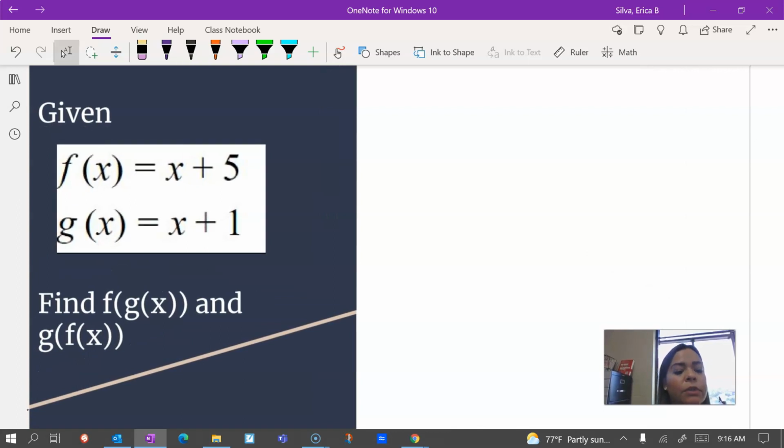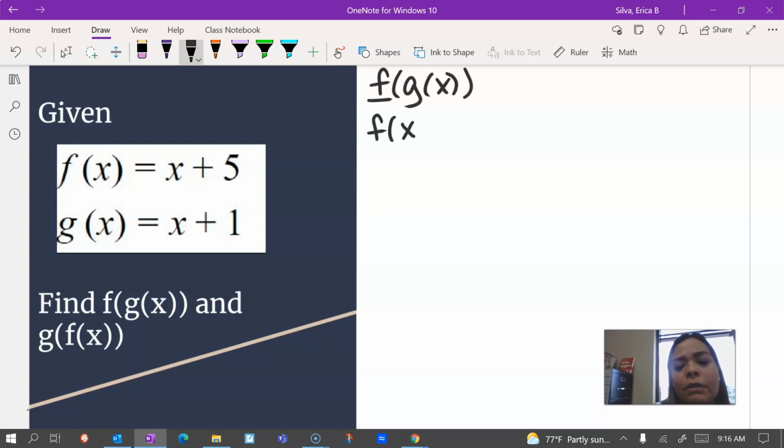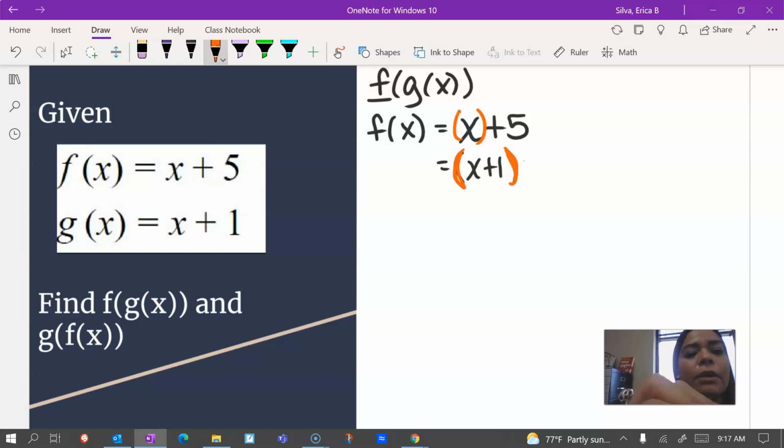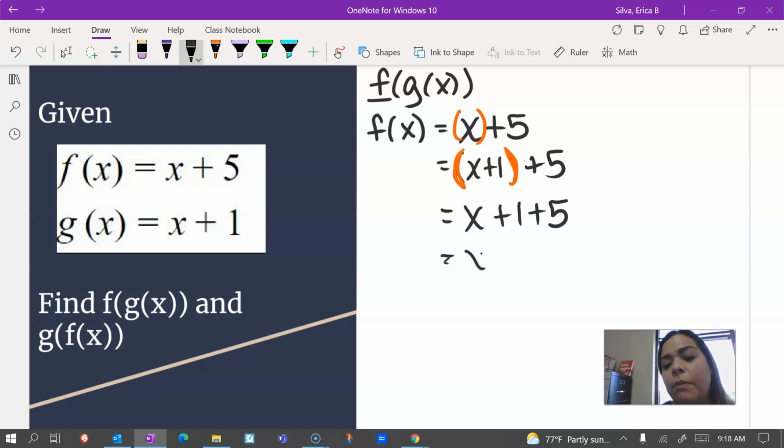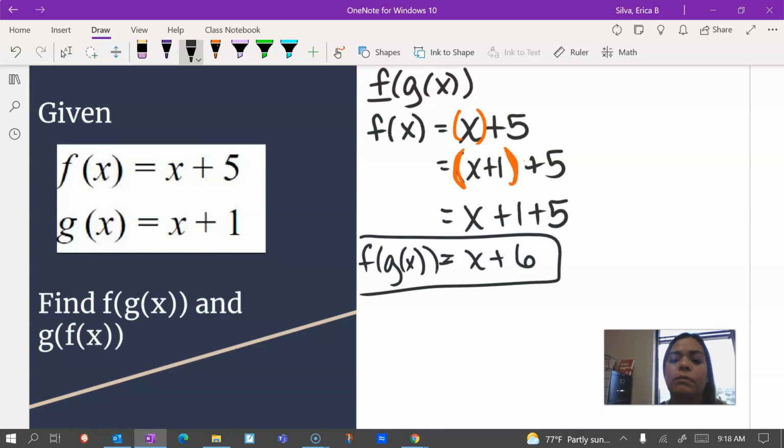We're given these two functions. We need to find f of g of x and g of f of x. Let's start with f of g of x. So let's write down our first function, and then we put parentheses around where we're going to substitute for g of x. Let's go ahead and rewrite it. We've got x plus 1, and then we continue with plus 5. Now we just simplify. We get x plus 1 plus 5, and we get x plus 6. So f of g of x is equal to x plus 6.